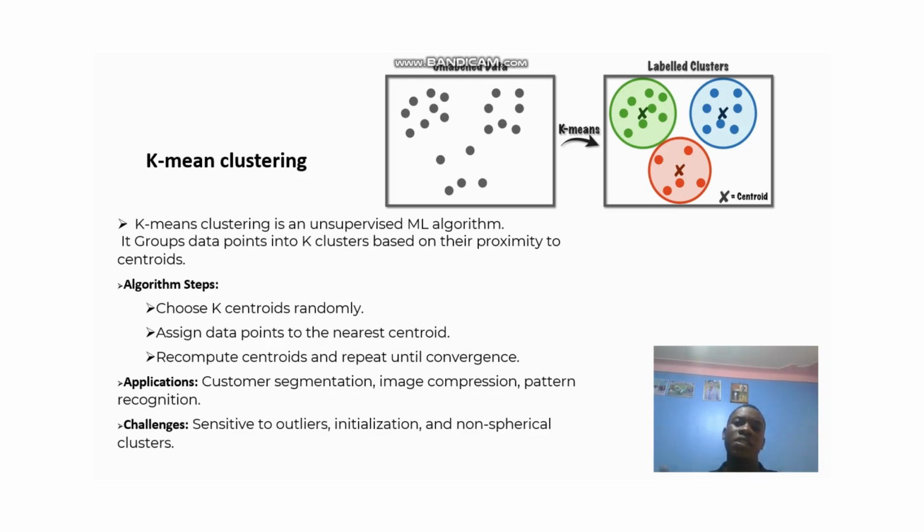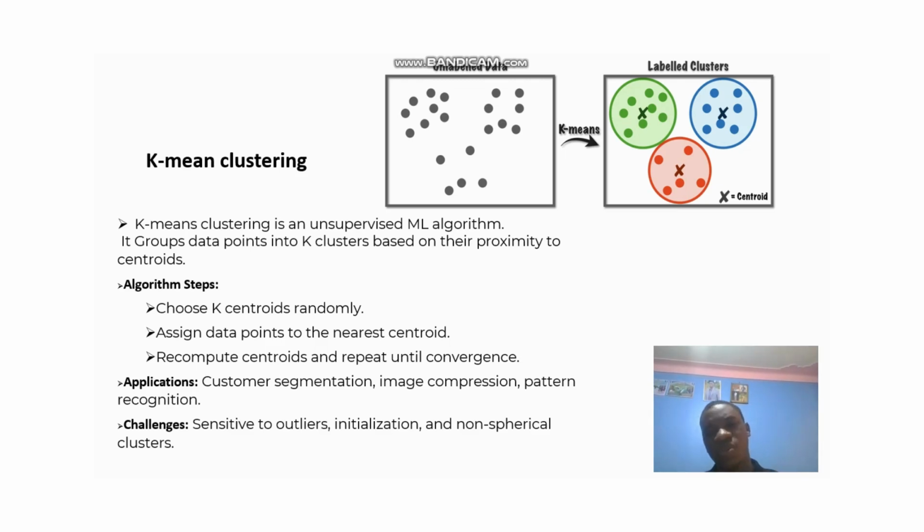The centroid, or the central point, is the one that tells you which data points belong to that particular cluster. Meaning, if you have a centroid here, all the data points around it will be clustered with it. The applications of K-means clustering include customer segmentation in finance, image compression, and pattern recognition.